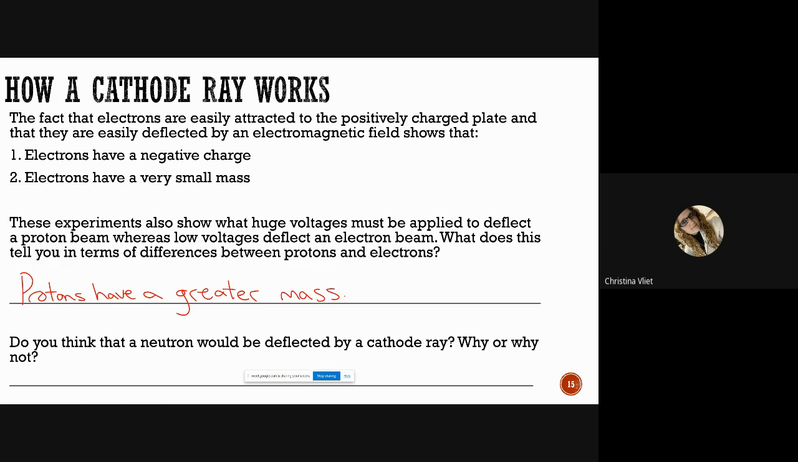Do you think that a neutron would be deflected by a cathode ray? Why or why not? So we know that the answer is no. And the reasoning is neutrons are not charged and would not be deflected as a result.